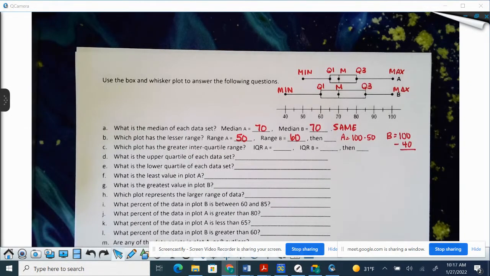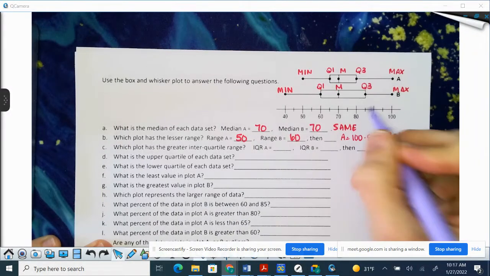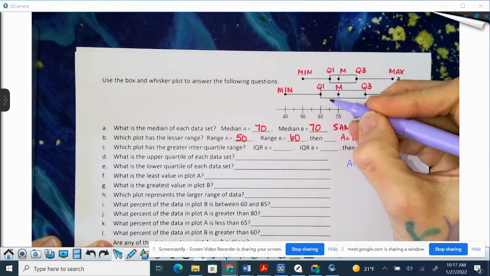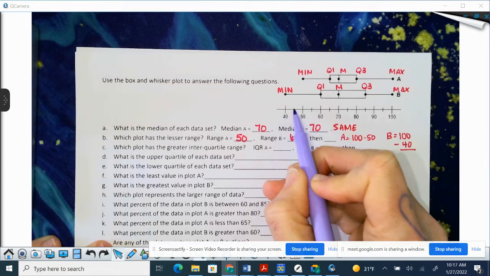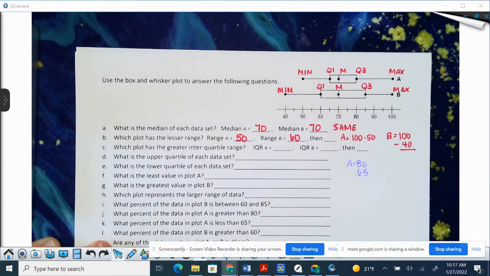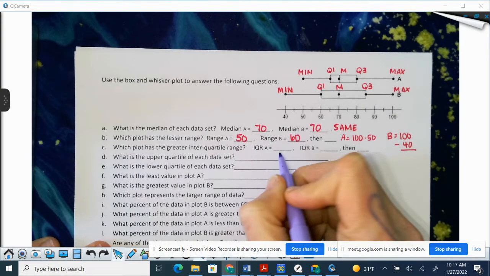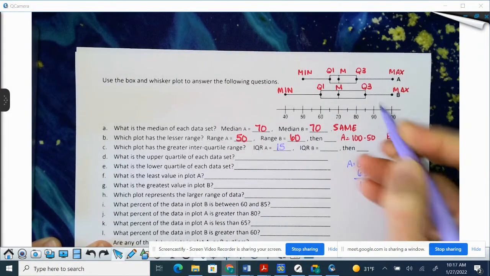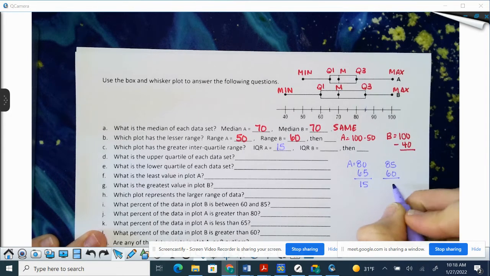So which plot has a greater interquartile range? I'm going to say it again. Interquartile range is Q3 minus Q1. So A, Q3 is 80, and I'm going to subtract Q1, which is 65. And again, this is 40, 45, 50, 55, 60, 65, 70, so each little tick mark is 5. So for A it is 15. B, our Q3 is 85 and our Q1 is 60, so it's going to be 25.